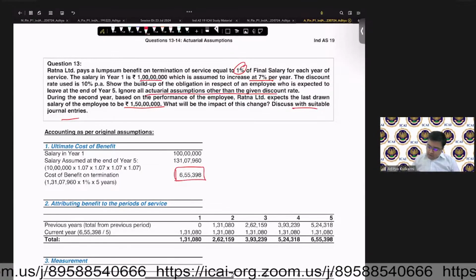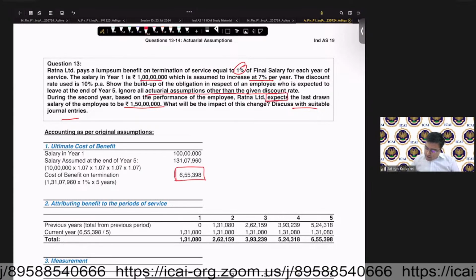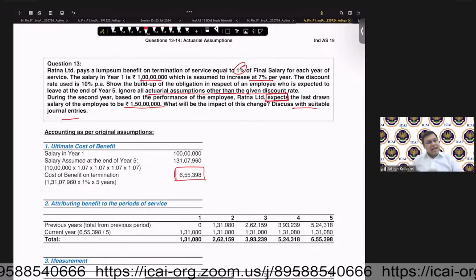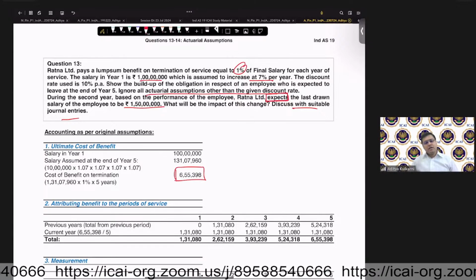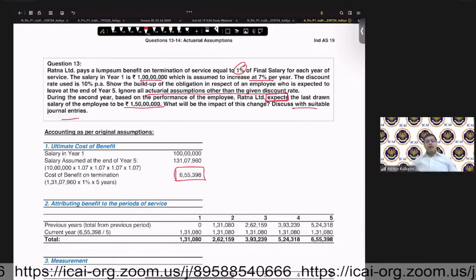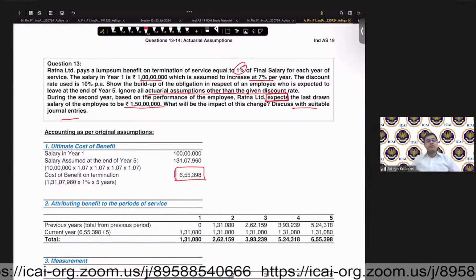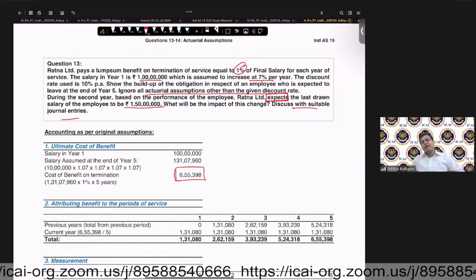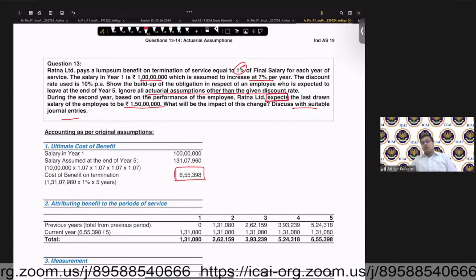Look at the language. Ratna Limited expects the last drawn salary. If I had to change the plan, why will I use the word expects? If the employer had to change the plan, why would they use the word expects the last drawn salary to be 1.5 crores? You don't expect something over which you have control. So here there is no control.